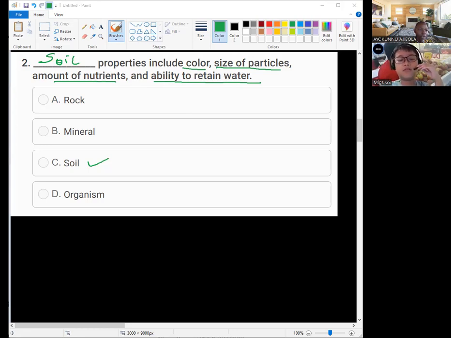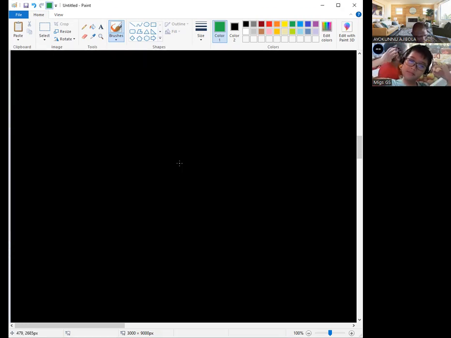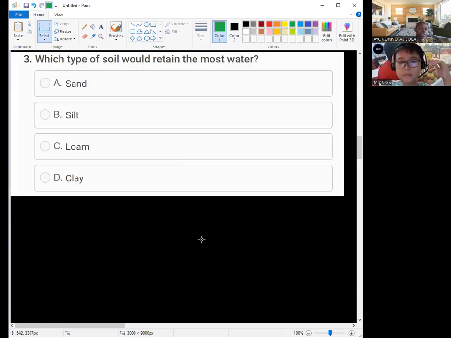Now the next question. I'm going to bring it up now so that we can know what the answer would be. Now, look at this next question. You know the types of soil, right? Which type of soil would retain the maximum amount of water and not allow the water to go out? Which of them?